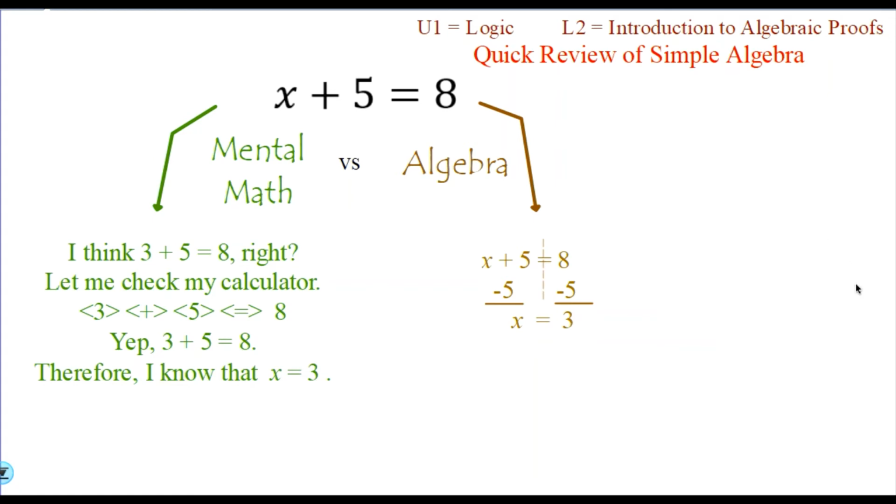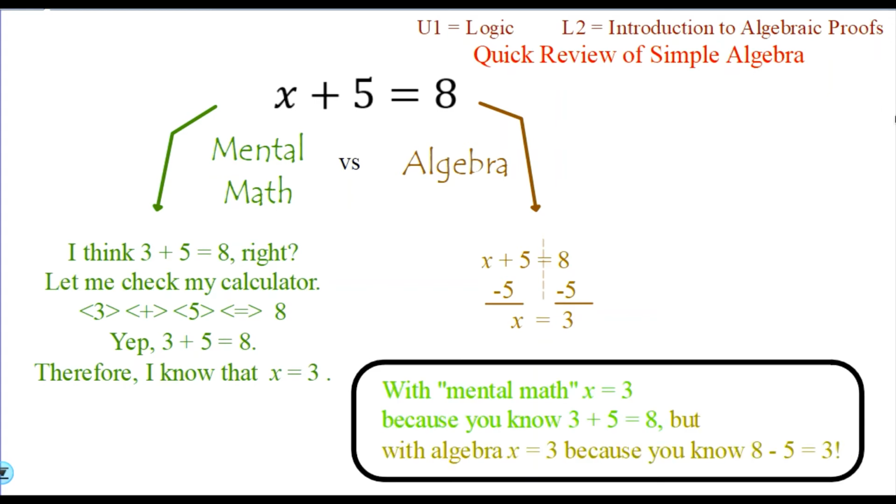The logic is different on these. Mental math, you just come up with the answer. Algebra, you solve for the answer. The logic is, with mental math, x equals 3 because 3 plus 5 equals 8. But with algebra, x equals 3 because 8 minus 5 equals 3. The logic is different. And again, mental math is a valid technique, but it's not algebra.